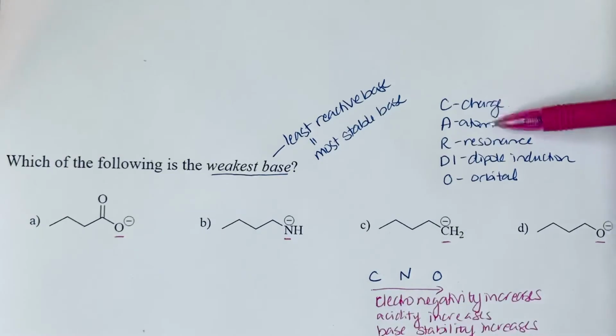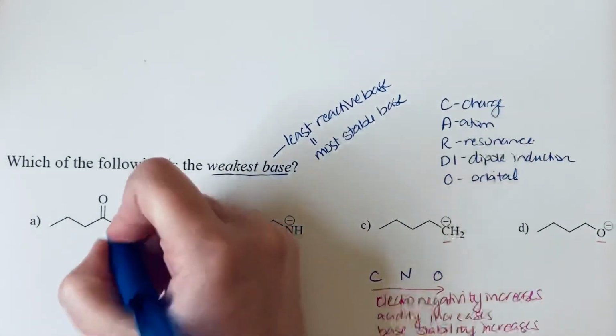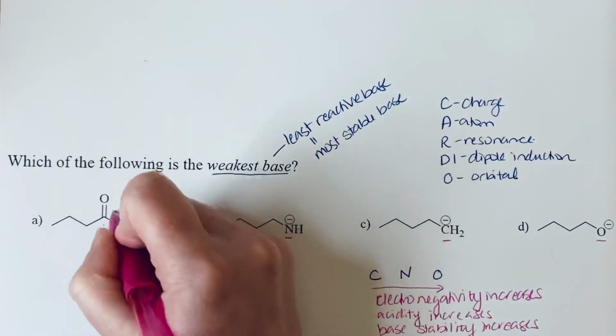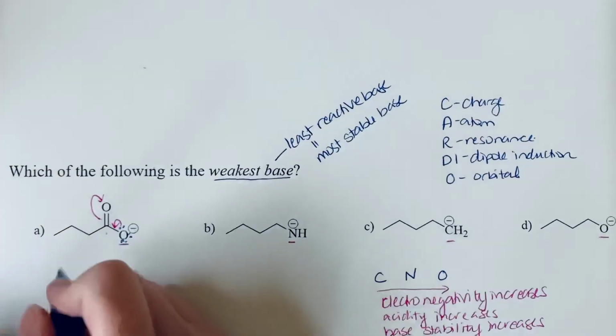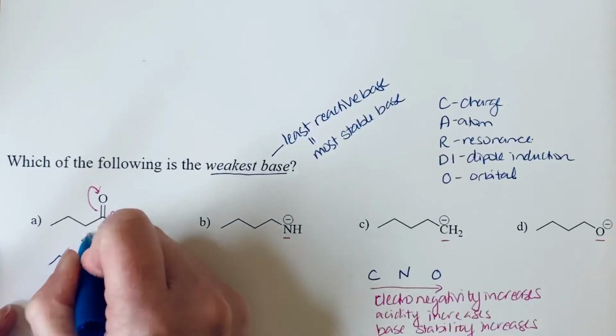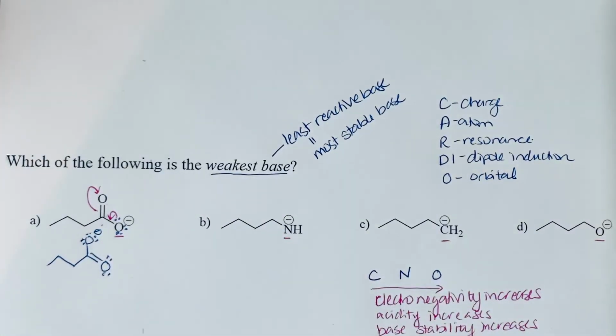So now we got to move a little bit farther down the trend. So the next thing we see is resonance. So resonance is also something that can help to stabilize a negative charge. And so we can see in A that we have resonance, and the way that we can tell that is the presence of that pi bond next door, because that allows us to delocalize those electrons. So these two oxygen atoms actually share this negative charge. So that's that resonance. So A is the weakest base.